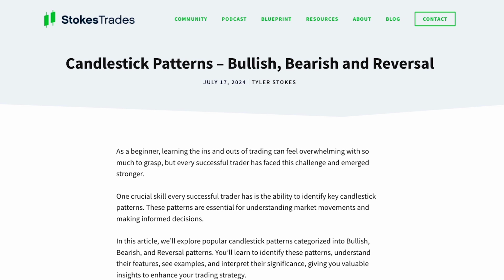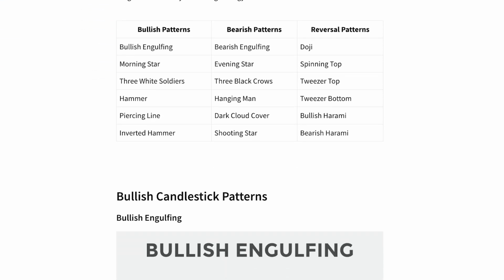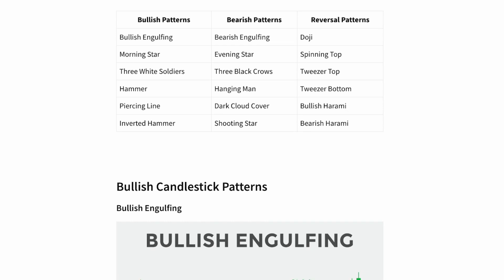Again, we're not going to cover them all. I think there's probably around 40 of them. We're just going to cover some of the more popular ones. And again, we've categorized them into bullish, bearish, and reversal patterns. So here they are on the screen, and we're going to go through each of them in this video.